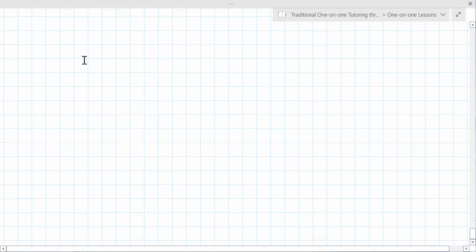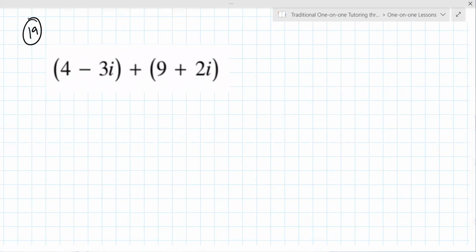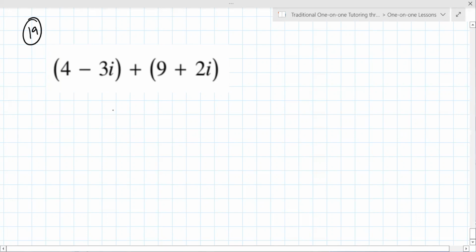Okay, so why don't you try 19 on your own, please? I'll check you here in a moment when you've got the answer. So it'll be 13 minus i. It is 13 minus i. Now you could say 1i or 13 minus i, they're both correct.